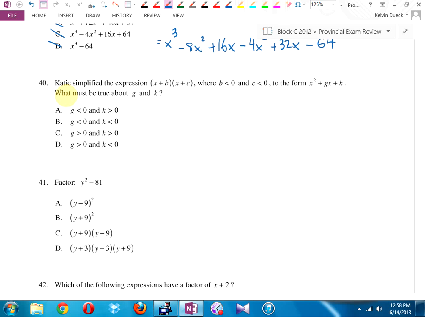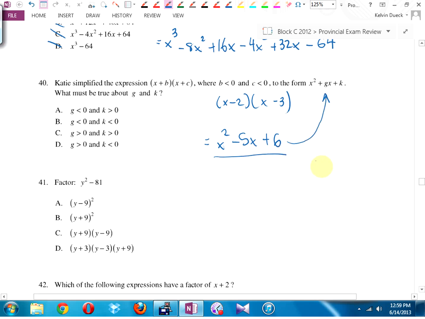-2 and -3. I try not to use ones because sometimes things cancel and I didn't mean them to cancel. An example of this would be x minus 2, x minus 3. FOIL that out. Go. Do you get x squared minus 5x plus 6? Okay. Now, it says that this is supposed to match that. I guess G is -5, and I guess K is +6.